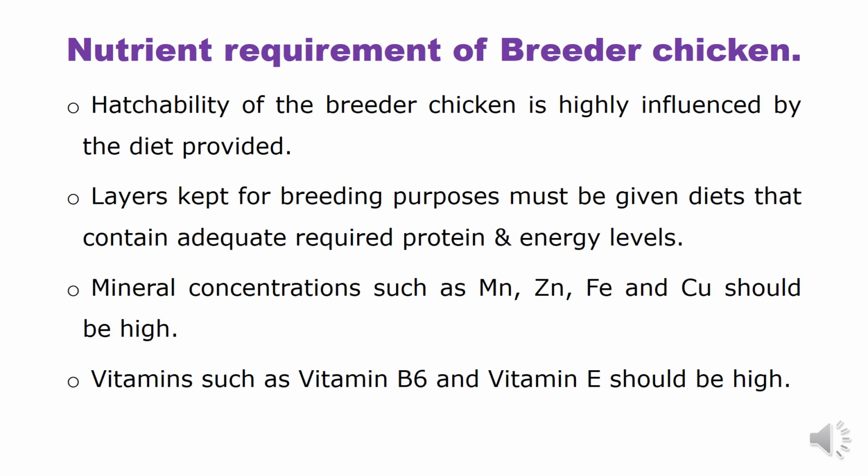The nutrient requirement for a breeder chicken is that these require more minerals and vitamins, as these affect the hatchability. Different minerals and vitamins like manganese, zinc, iron, and copper, and vitamins like vitamin B6 and vitamin E, are required by the breeder chicken. Their deficiency will result in embryo mortality, and this will affect hatchability.